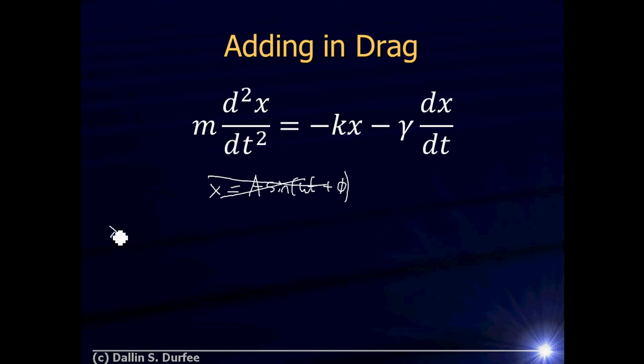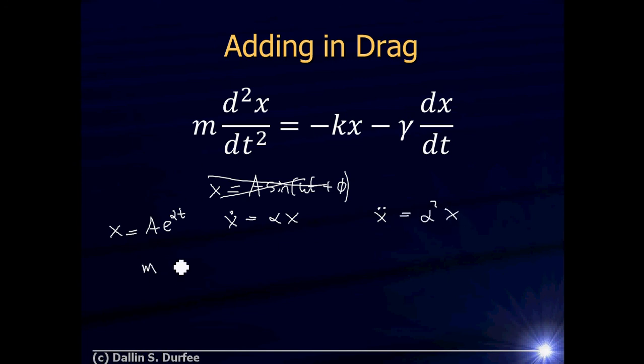All right, but let's try x is equal to a e to the alpha t. Let's try some exponential and plug that in. Well, the first derivative with respect to time is just going to bring down an alpha. It's just alpha times a e to the alpha t, right? So it's just x with an extra alpha in front. The second derivative is just going to give me another factor of alpha. It's alpha squared x.